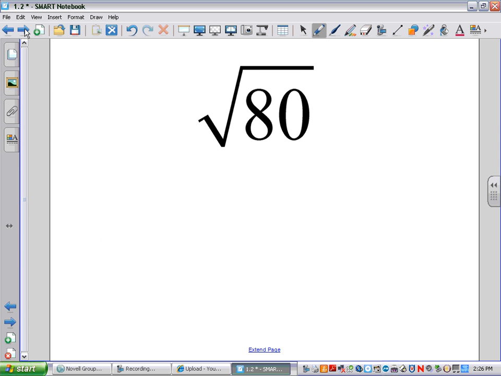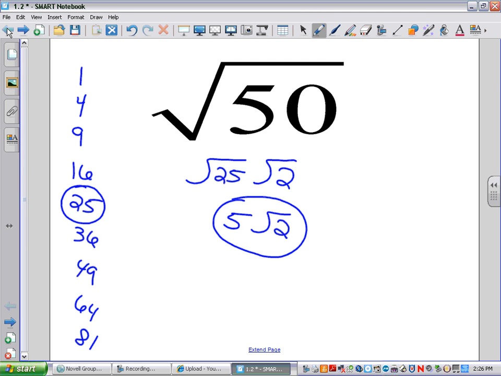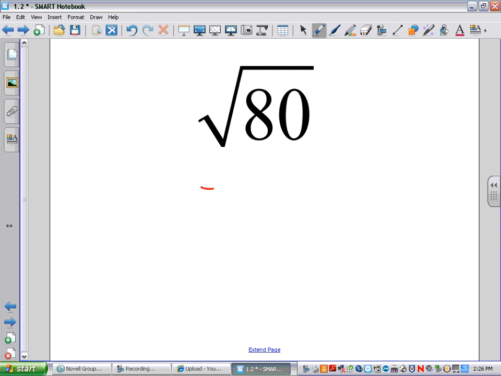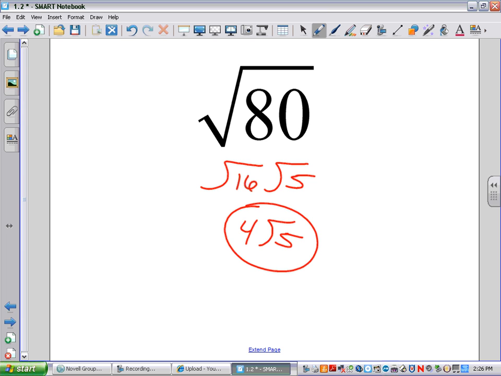So this next one, 80. What's the biggest number from this list that'll divide into 80? I'll give you a hint. It's not 4. It is rather the 16. I'll circle it in red. 16 times 5 makes 80. 4 will go into 80, but it's not the biggest. The 16 is the biggest. The square root of 16 is 4. Bring down the square root of 5. There's my answer. 4 square root of 5. Also red, 4 radical 5.